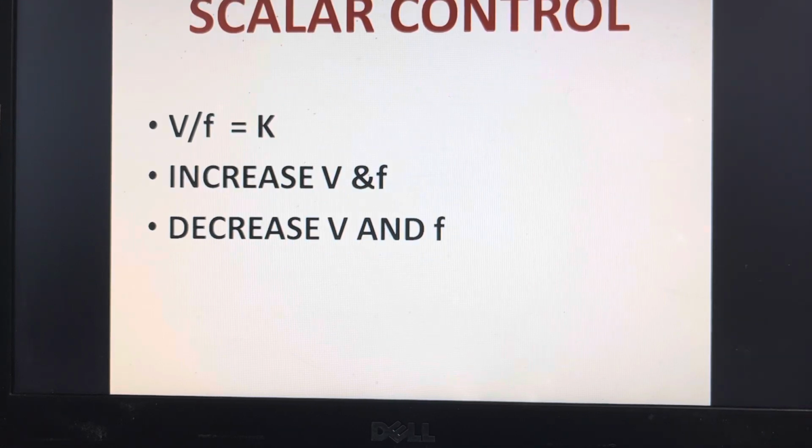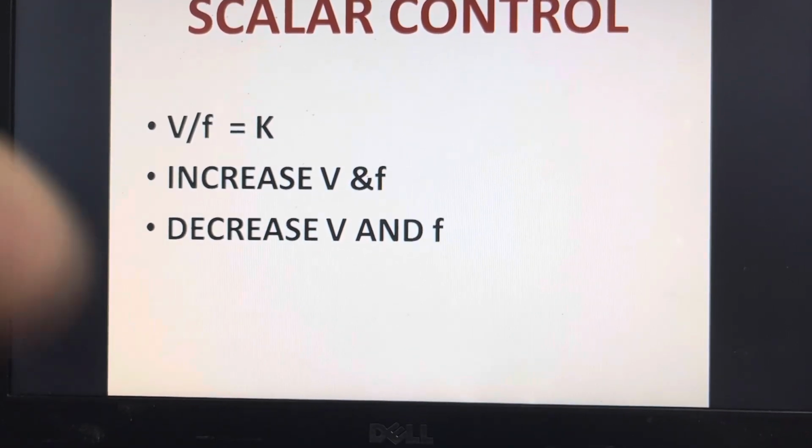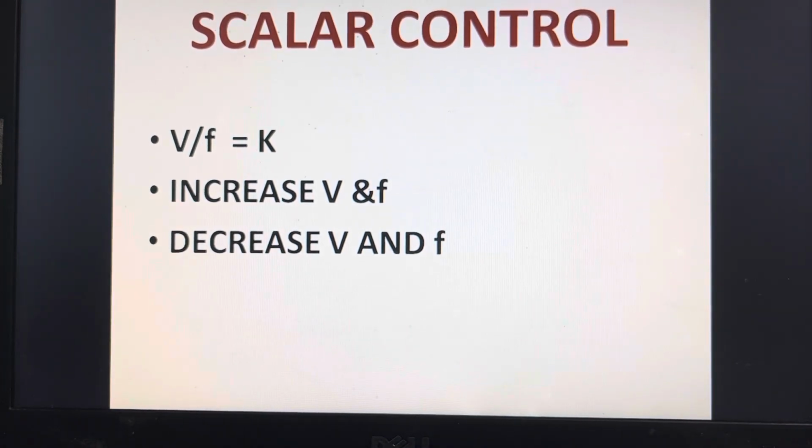So it uses the principle of scalar control or V by F control. The ratio of V to F is maintained constant. If you call V by F is equal to K, if you increase the voltage, you increase the frequency. If you reduce the voltage, you reduce the frequency.